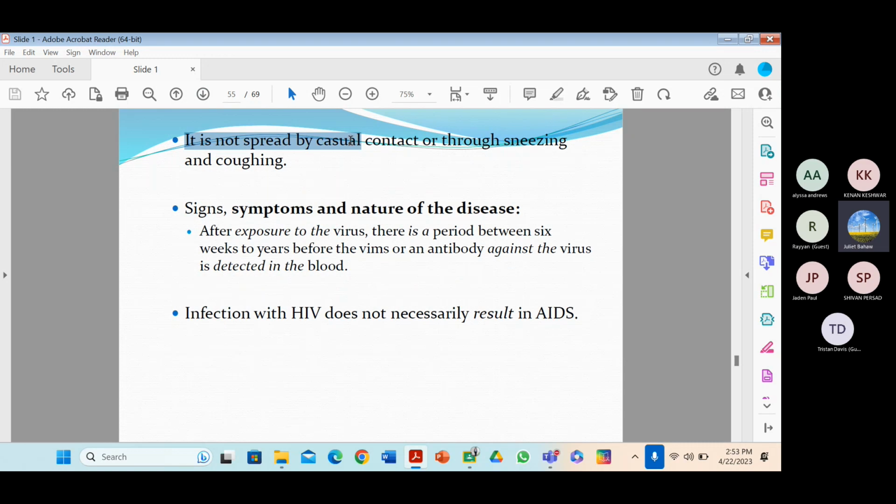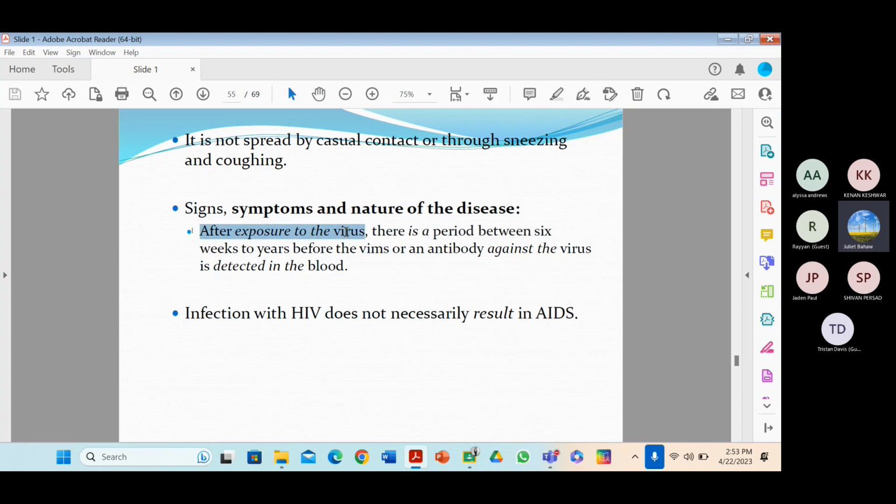Now you cannot get it from casual contact, like if you hold somebody's hand, sneezing, coughing, or if it's sitting in the toilet that someone who has HIV sat in. No, you can't get it. Signs and symptoms of the disease vary. After exposure to the virus, there's a period of between 6 weeks to years before the virus or an antibody against the virus is detected in the blood.